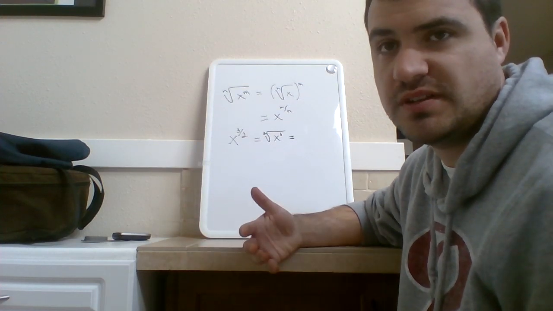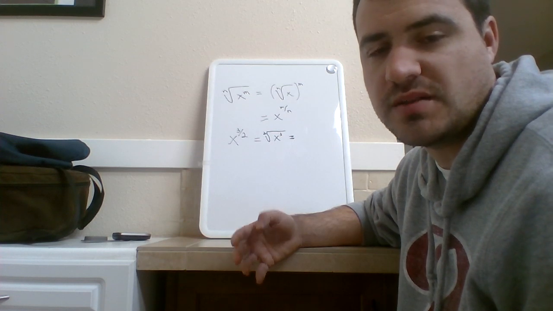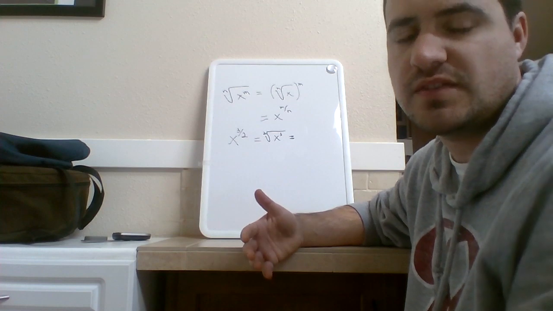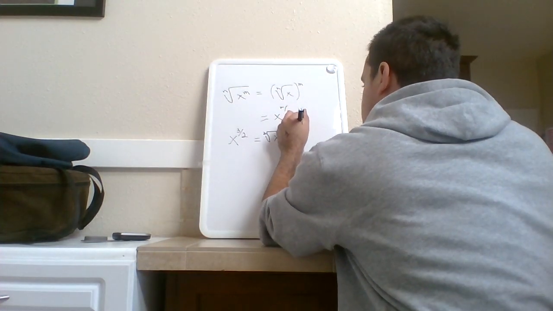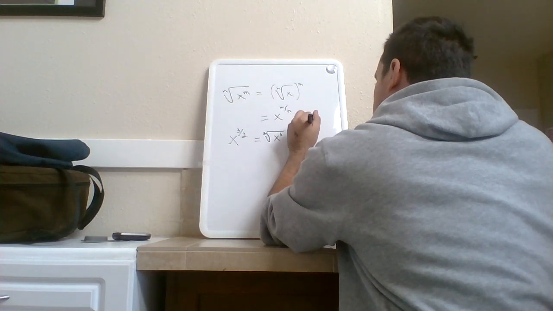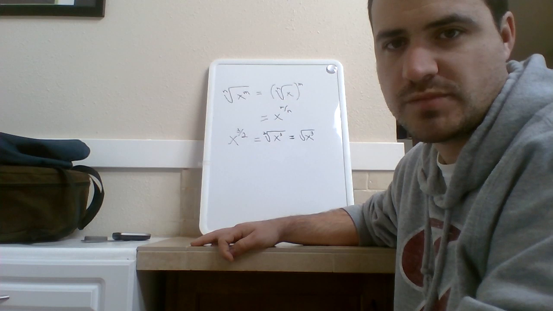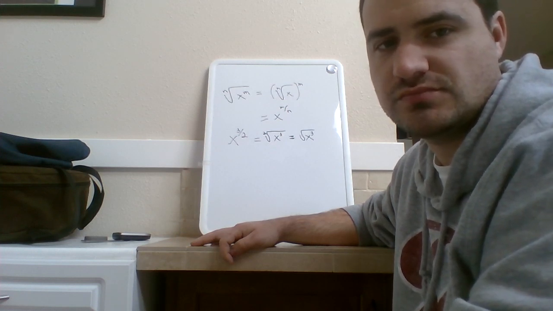Okay. But we know that a second root just means a square root, right? Because a cubed root means what multiplies by itself 3 times. Fourth root means what multiplies by itself 4 times. So a second root is what multiplies by itself twice. And we know another name for that is just a square root. So this becomes square root of x cubed. Okay? Questions on that? Great.